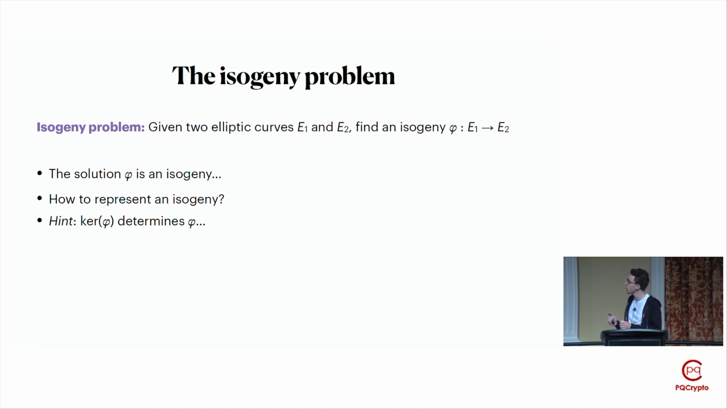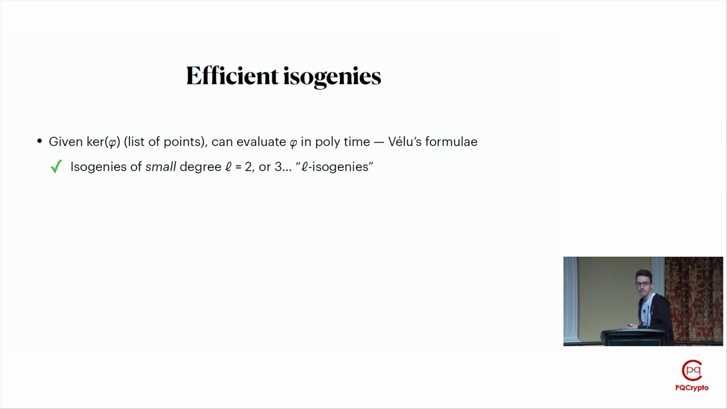We're going to work only up to isomorphism here. Consider isomorphisms trivial. So maybe to describe an isogeny, you can just give its kernel. And this is the first solution. Given the kernel of an isogeny, which is just a finite list of points, then we can evaluate the isogeny in polynomial time, meaning for any input, we can compute the image. This is thanks to Velu's formula. And it works very well for isogenies of small degree.